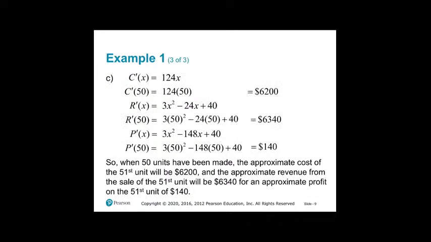I think these are all okay. So when 50 units have been made, the approximate cost of the 51st unit will be 6,200. And the approximate revenue from the sale of the 51st unit will be 6,340, for an approximate profit on the 51st unit of 140. So I guess it's confirming that we should turn a profit. Let's not go into all of that just yet. I think that was kind of interesting.